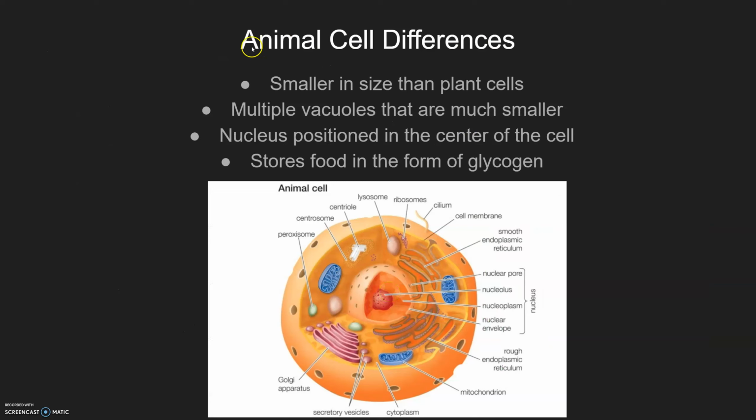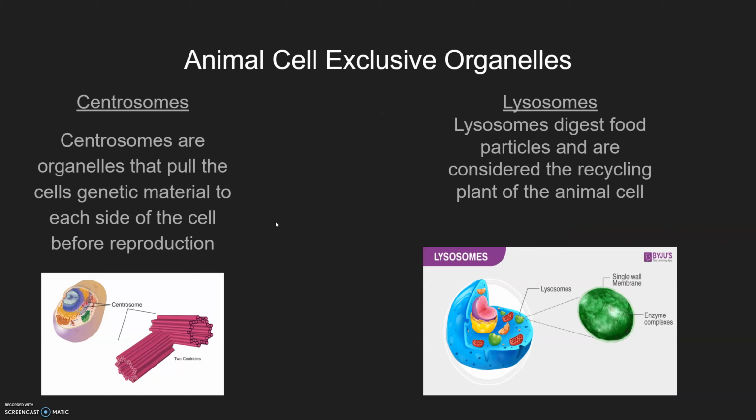The difference between animal cells is they are generally smaller than plant cells. They have multiple vacuoles that are much smaller and non-permanent. The nucleus is always positioned in the middle of the cell, and they store food in the form of glycogen.